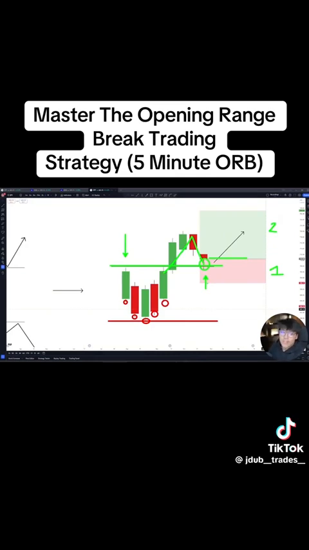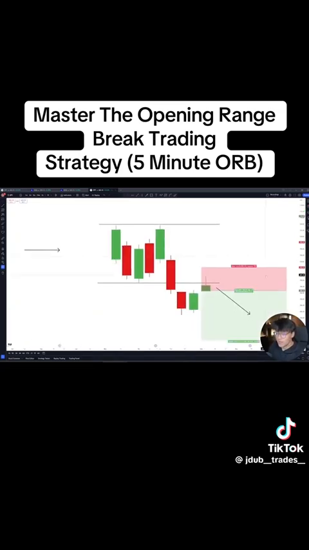Or in this next example, I'm going to show you an example towards the downside. As you can see here, this is the next example, and it's the exact same thing. We're going to mark out the first 5 candles, high and low.